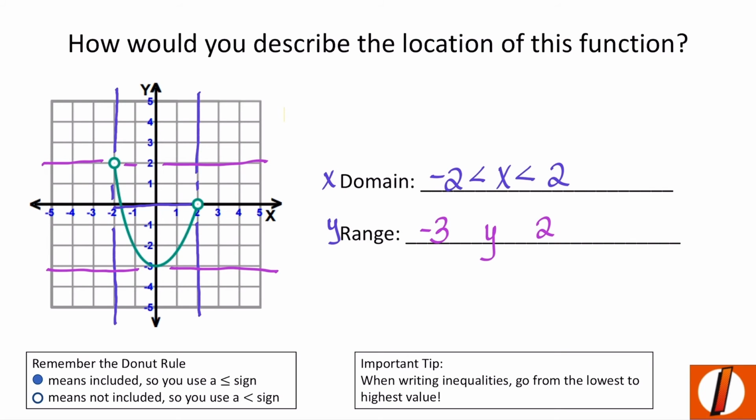At -3, look, -3 looks a little bit different, right? I don't have an open circle there. So a line that just continues like that is the same as a filled in circle. So that value of -3 is actually going to get included. It's going to be -3 less than or equal to y. And then at 2, I have an open circle, so that's going to be a less than.